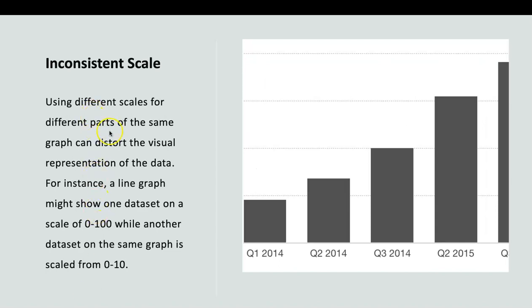Inconsistent scale, you can read the information over here on the left. I'm going to start on the right where it says quarter 1, 2014, quarter 2, 2014, quarter 3, 2014, and you can see quarter 4 of 2014 is missing, and quarter 1 of 2015 is missing. So you can see you have an inconsistent scale where information was left out for some particular reason.